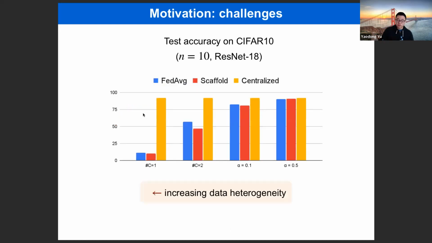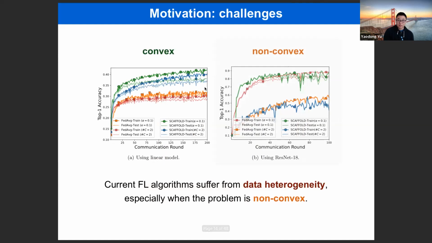However, if we switch back to the earlier example, where we are training a residual neural network, a big non-convex deep neural network model, then switching from federated averaging to SCAFFOLD actually does not work that well in this non-convex, non-smooth setting. If we look into the non-convex setting, compared to the convex case, the right-hand figure represents the non-convex setting.